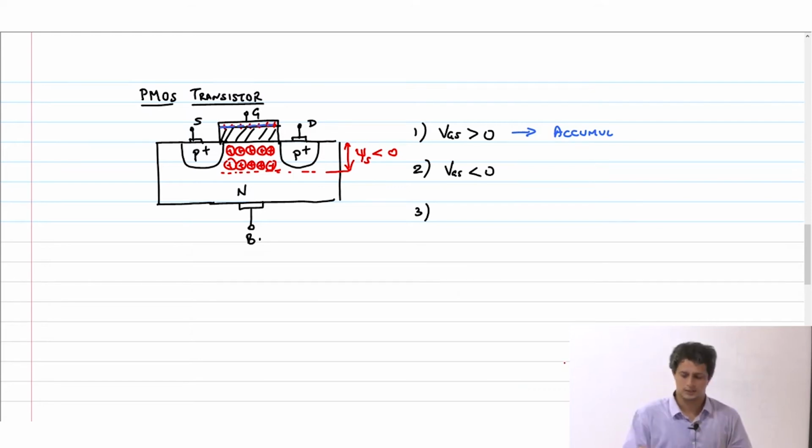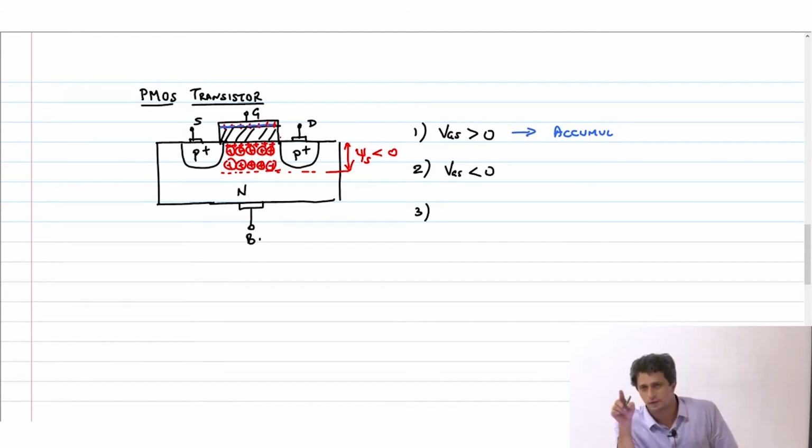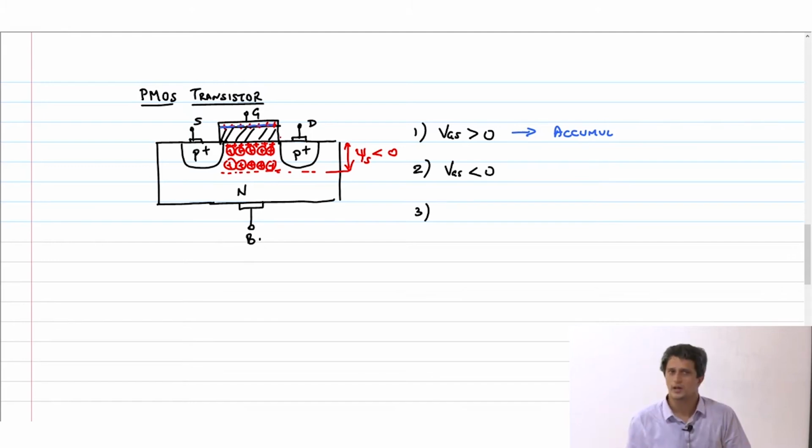You keep doing this, at some point you are going to attract enough number of free holes at the surface and then invert the channel. What does inversion mean? Strong inversion means that the concentration of holes at the surface is as much as electrons in the bulk. And then you apply your same derivation and you will get your current equation very nicely.